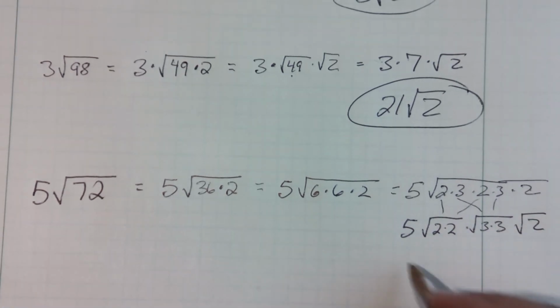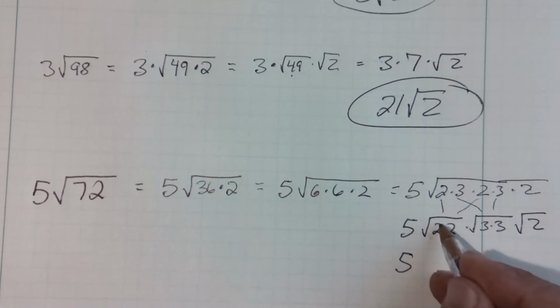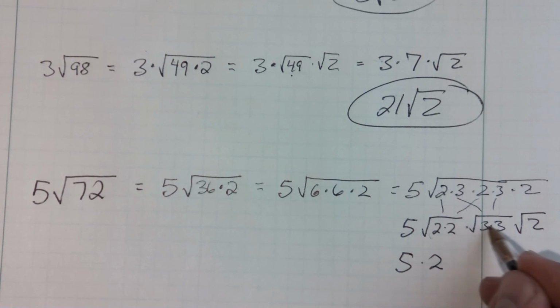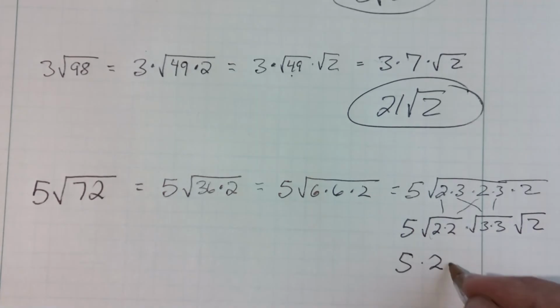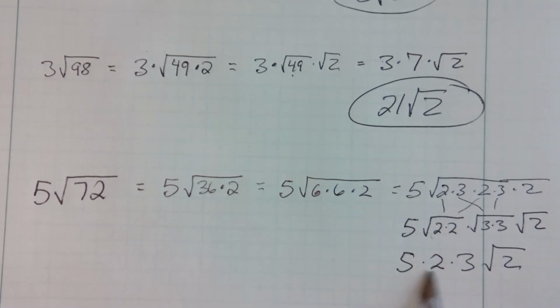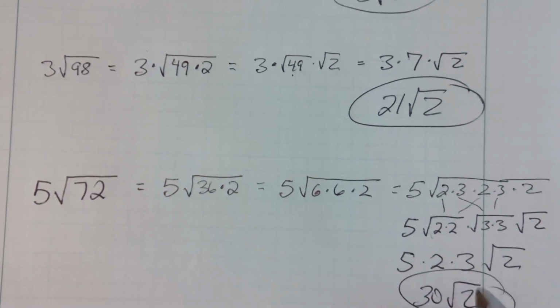And again, what's the square root of 4, or when I combine that together, that becomes a 2. What's the square root of 9, or when I combine the 3 and the 3, that's 9. Square root of 9 is 3. That doesn't have a pair to it, so I leave it under the square root. And 5 times 2 is 10. 10 times 3 is 30 square roots of 2 would be your final solution.